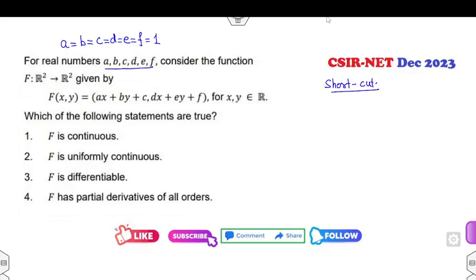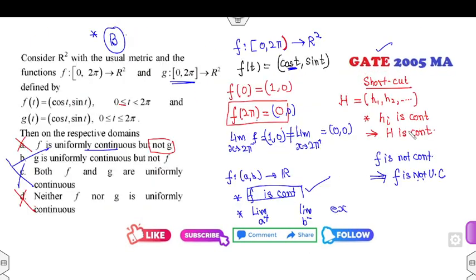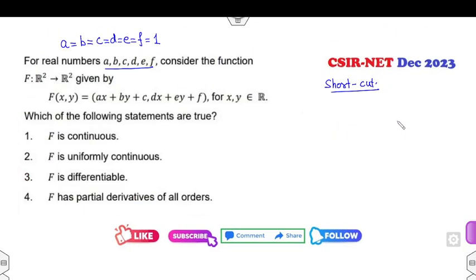What is the shortcut trick? As I told you, I can use the same idea. If each of the functions is continuous, then their composition is also continuous. Now this is linear, and linear functions are continuous. In this case, there are two functions h1 and h2. h1 is linear, which is continuous. h2 is linear, which is continuous. That means f is continuous.